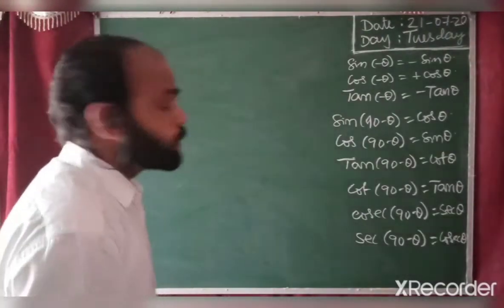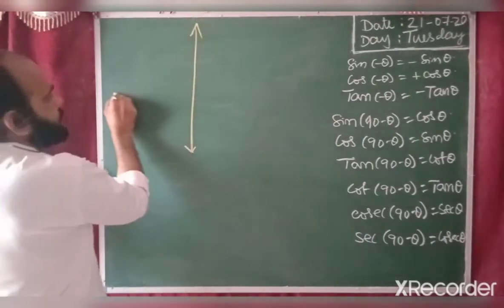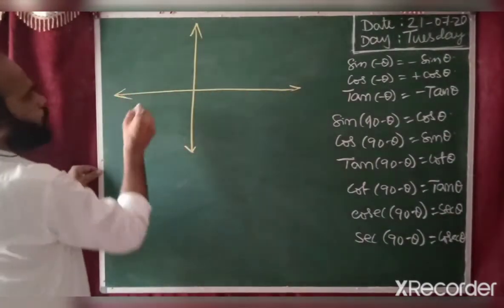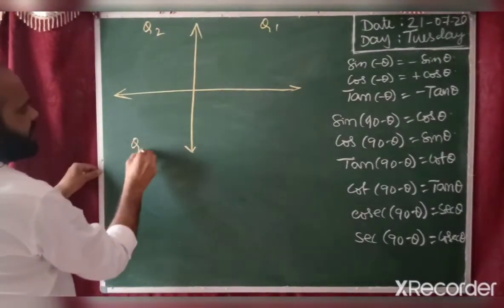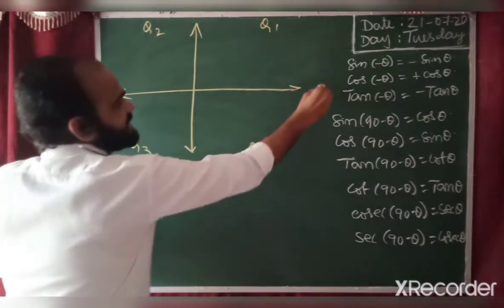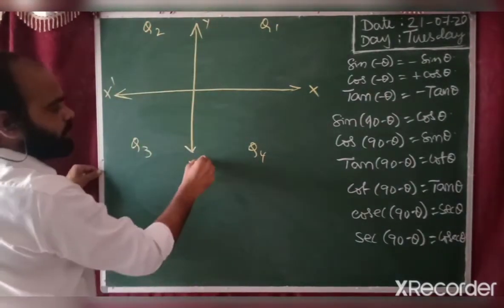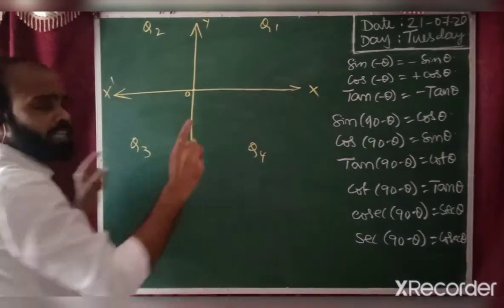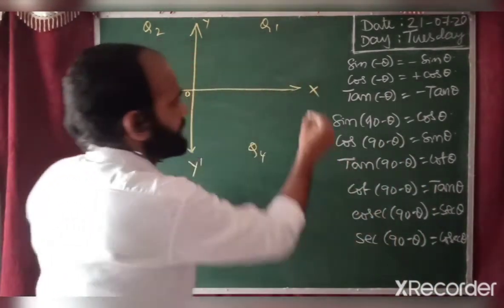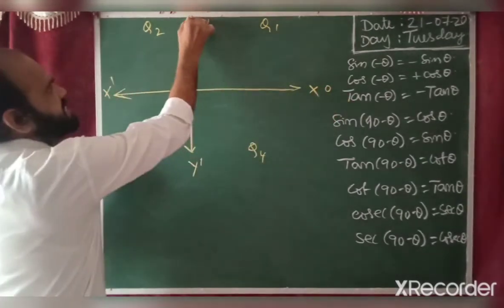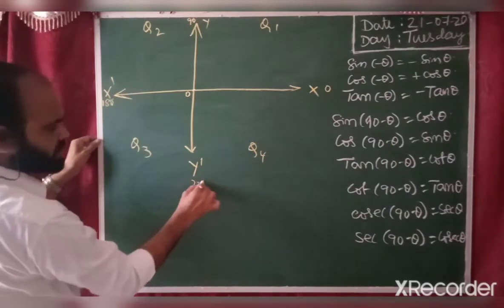Now when it comes to a coordinate plane, we know that this plane is divided into 4 parts. Each one is called a quadrant. Quadrant 1, quadrant 2, quadrant 3, quadrant 4. Say this is x dash, this is y dash. And we know that this is the origin, and what is going to be the measure of angles in each of the quadrants? Say this is 0 degree, we know. This is 90 degree. This is 180 degree. This is 270 degree.